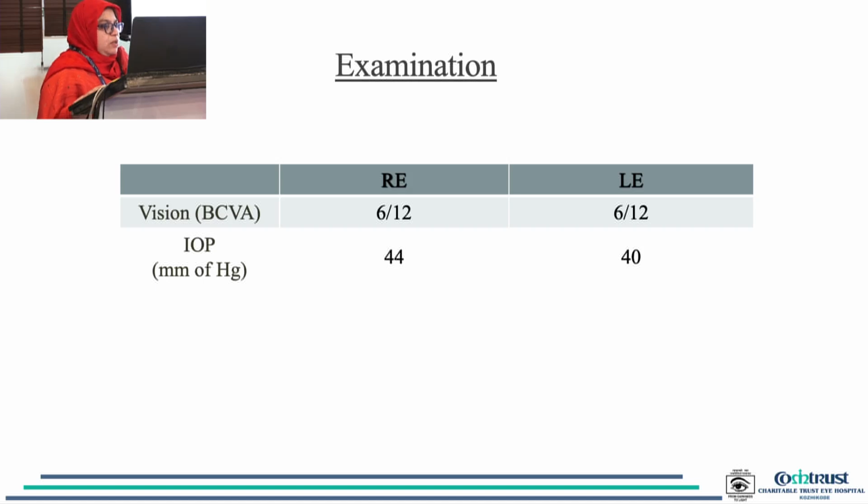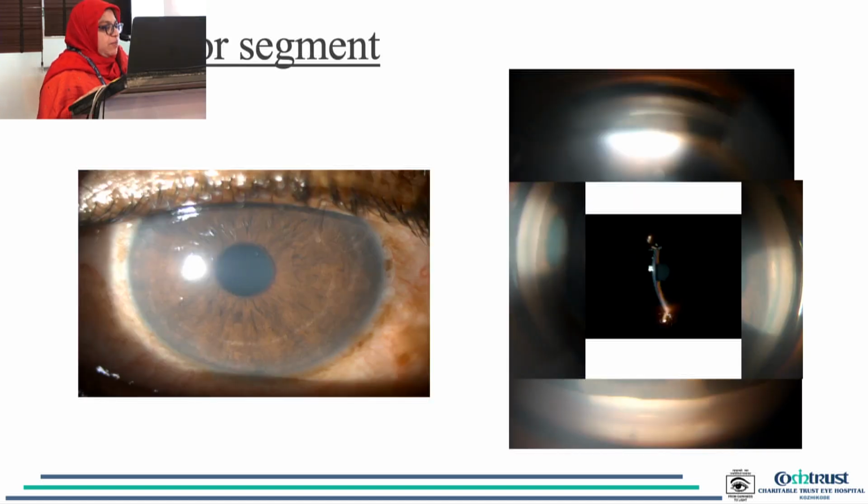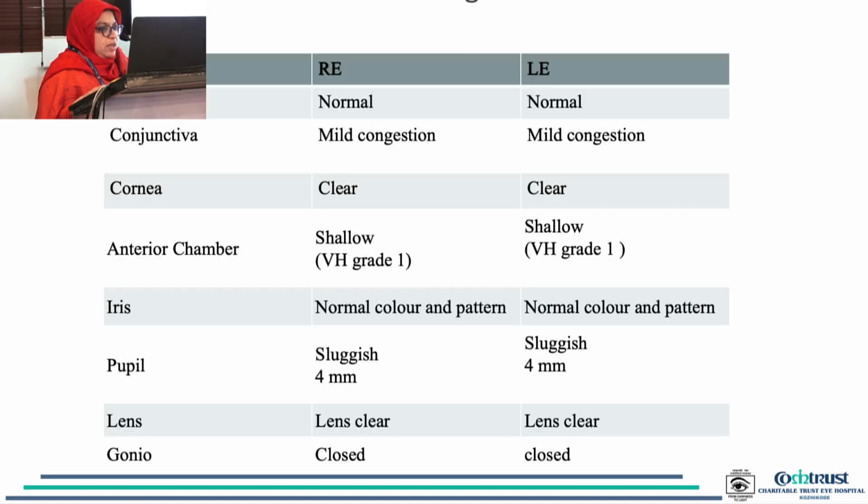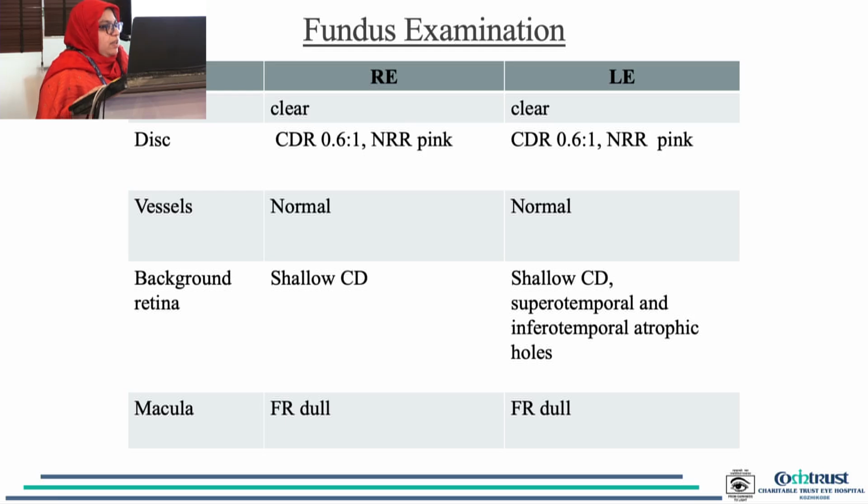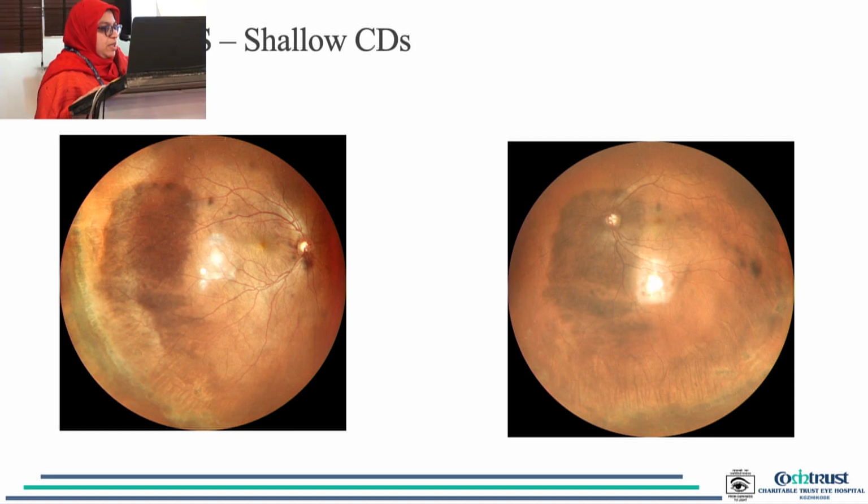On examination, the vision was 6/12 and IOP was 44 and 40. In the anterior segment, there was mild congestion and the AC was shallow. The pupil was about 4 millimeters, dilated, and gonio was closed. The fundus showed 0.6 cupping and shallow CDs. This is a fundus picture of the shallow CDs.